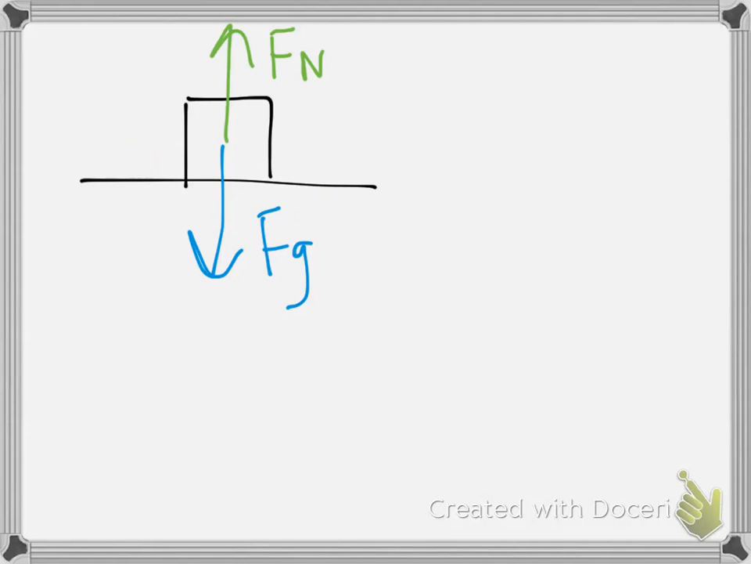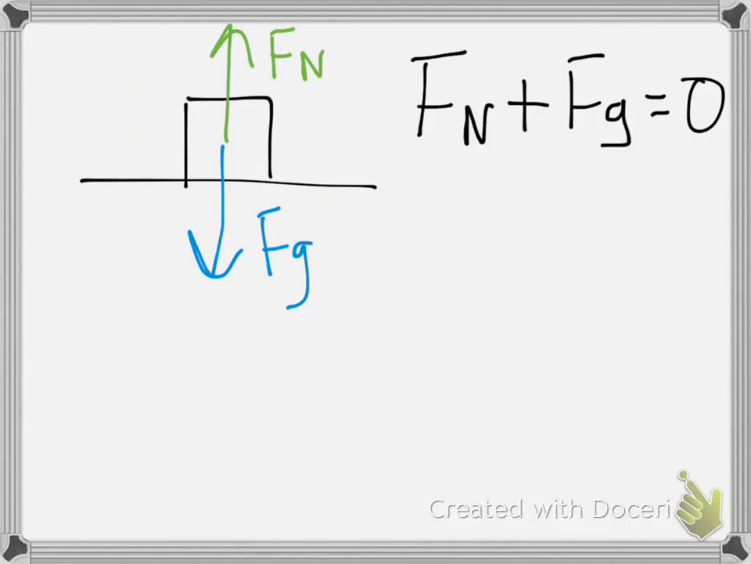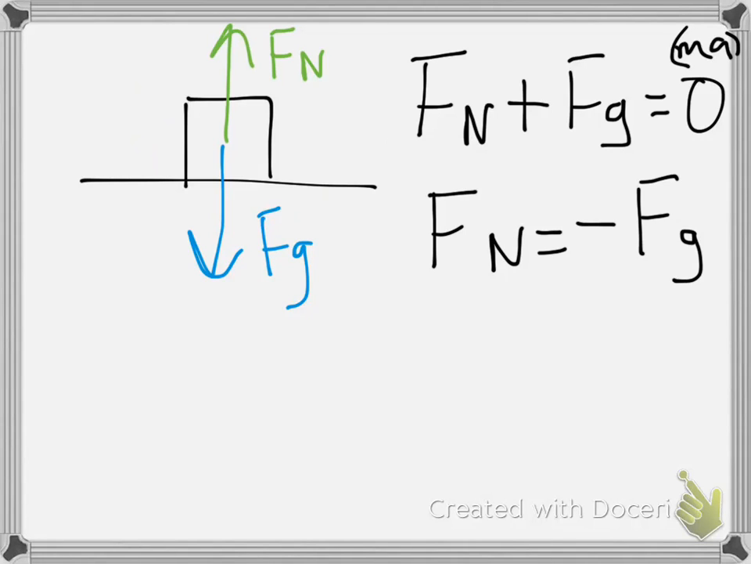Well, if you were to add them together, the normal force plus the force of gravity would have to equal 0. It would technically have to equal mass times acceleration, but acceleration is 0 for this case. So what does that mean? That implies that the normal force is equal to the negative of the gravitational force, or vice versa. You can say the gravitational force is the negative of the normal force. What does this negative mean here in the equation?